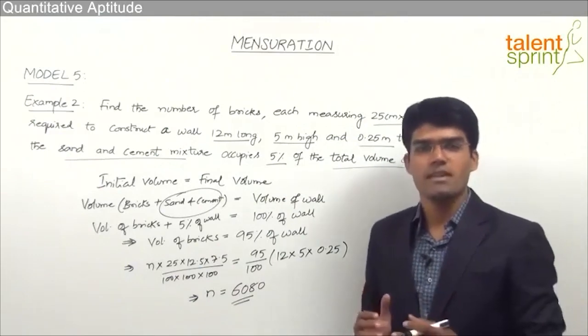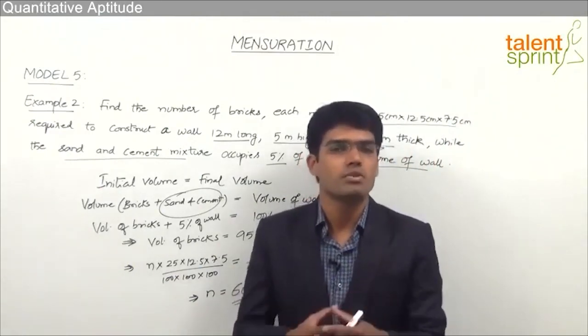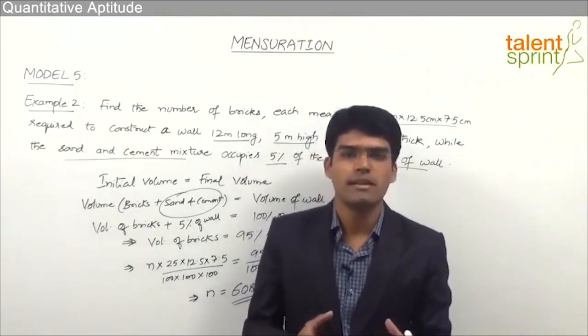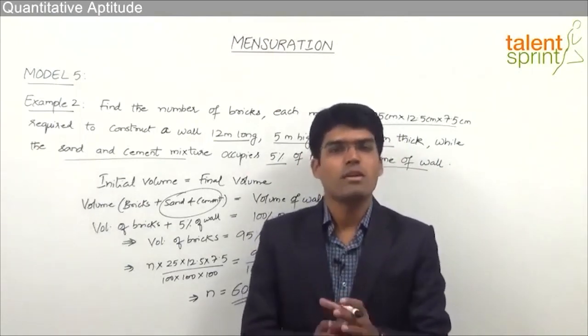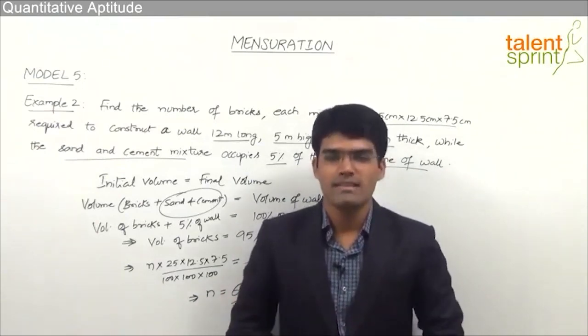So this is how, friends, whenever you see that two types of solids or a number of solids are coming together to form another solid, then we always go for volume to be constant. That is, the total initial volume should be taken as the total final volume, and the required answer can be obtained.